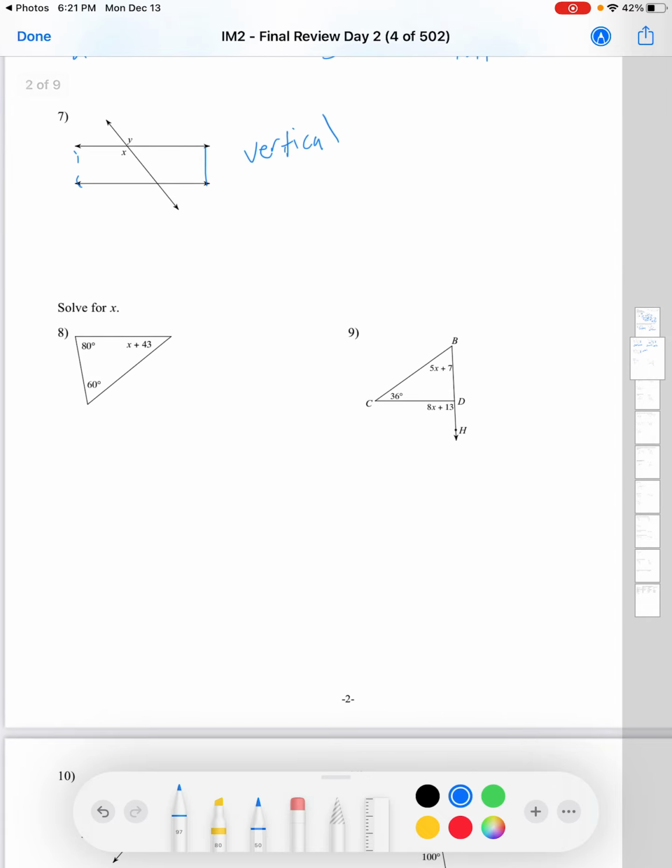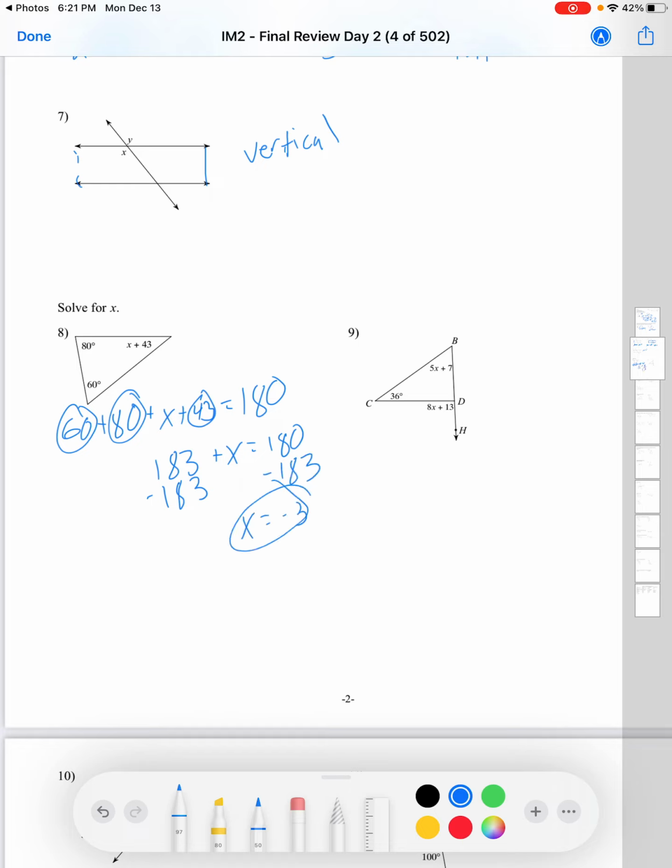Okay, adds to 180. So 60 plus 80 plus x plus 43 equals 180. Combine our like terms. We're going to get 183 plus x equals 180. Subtract 183. X is negative 3.